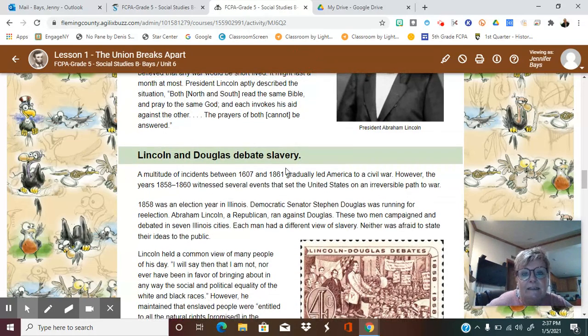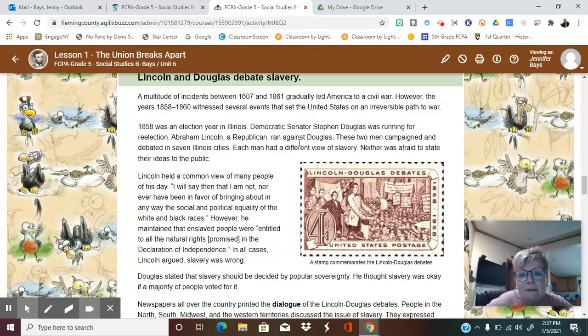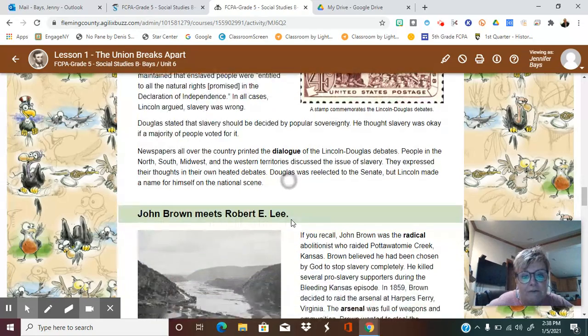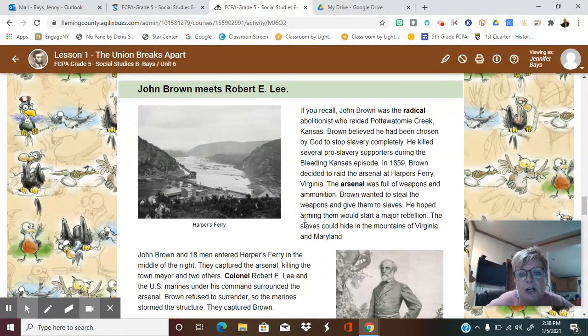Lincoln and Douglas were two people running for office at the time, and they debated slavery. Abraham Lincoln said he was against slavery, while Douglas said that it should be decided by popular sovereignty, which is that the states should be able to decide, that people should be able to vote and decide if they should have slavery or not.